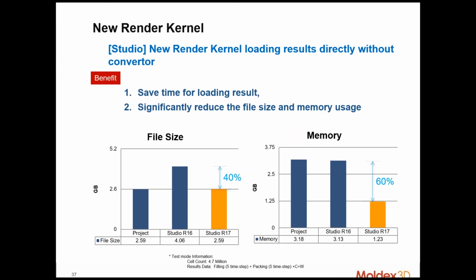And this is just a little bit more on that new render kernel. So it's going to save time loading those results. File size, so R17 is actually going to have a file size reduction compared to R16. And then on the memory usage, it's going to have a significant memory reduction, in how much memory these projects are going to take up in R17 compared to R16, and even compared to the existing project application. There's some additional benefits.